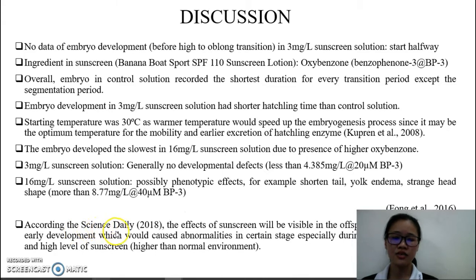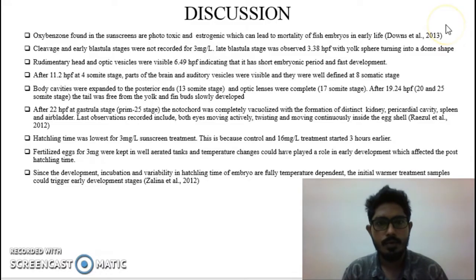According to Science Daily 2018, the effect of sunscreen will be visible in the offspring, especially during early development, which will cause abnormality in certain stages, especially during long-term exposure and high concentration of sunscreen. Oxybenzone found in sunscreens is phototoxic and estrogenic, which can lead to mortality of fish embryos in early life. Cleavage and early blastula stages were not recorded for 3 mg per L.